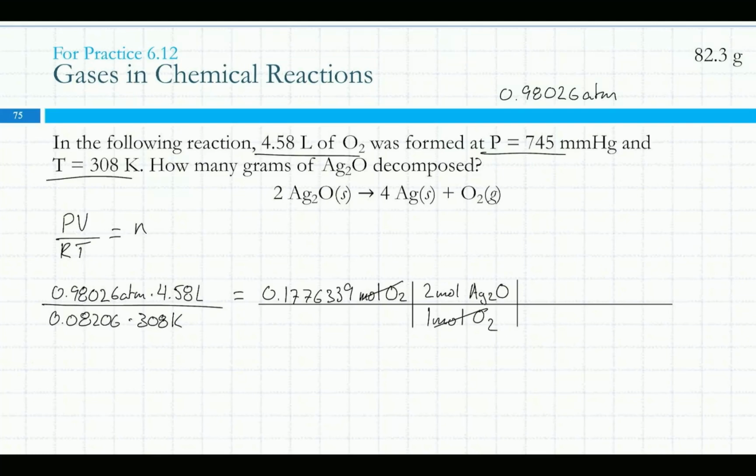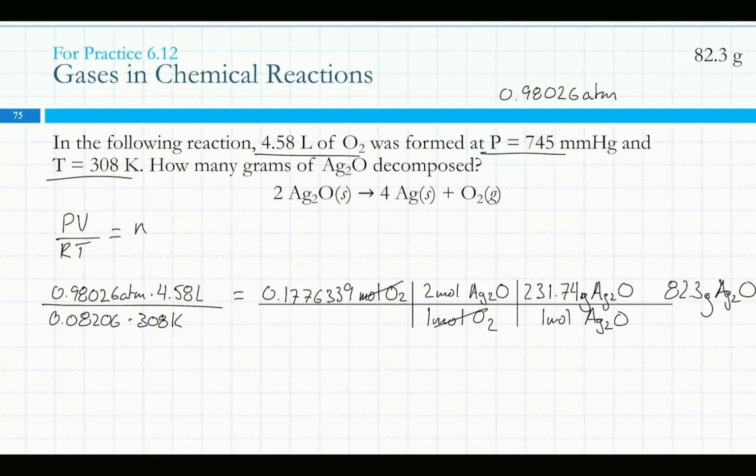Yeah, then we multiply by the molar mass of silver oxide. So that's 231.74 grams per 1 mole. So 0.1776339 times 2 times 231.74, 82.3 grams.